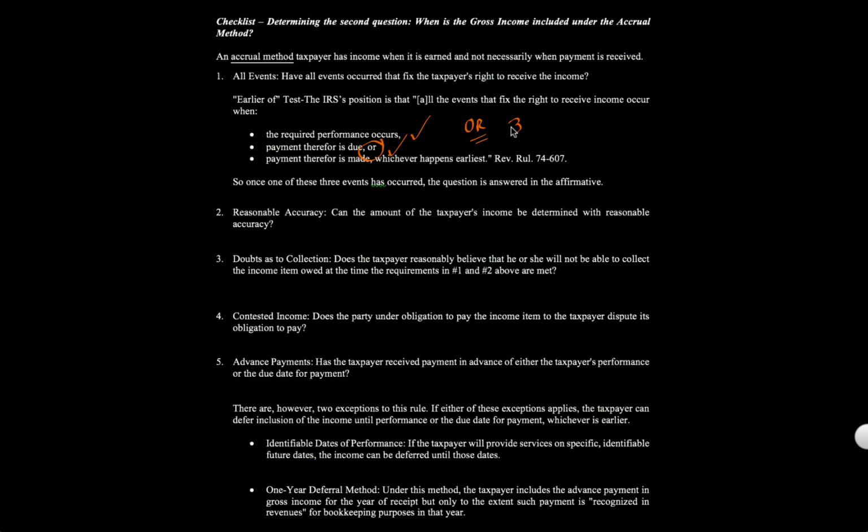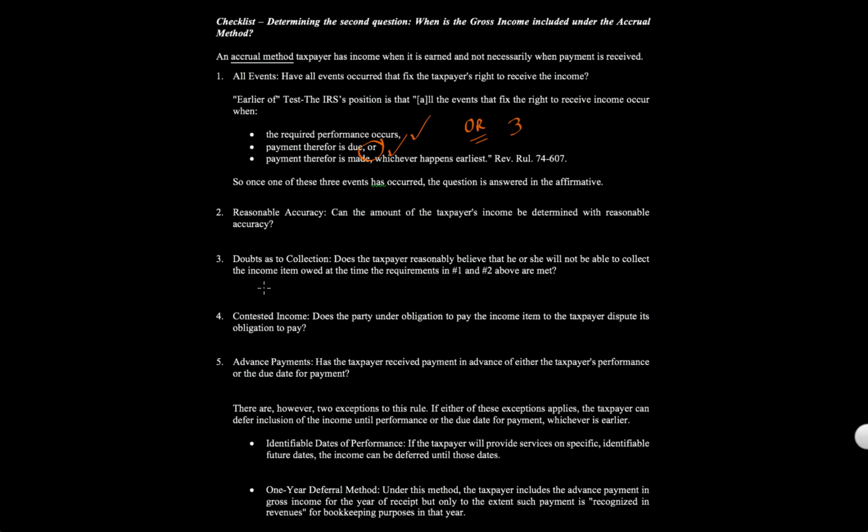Now another thing that we have to look at after the all events test is reasonable accuracy. Can the amount of the taxpayer's income be determined with reasonable accuracy? If so, we're going to continue. If not, then we stop and we can't record. Next is doubts as to collection. If there's any doubts with respect to the collection of the items discussed in number 1, number 2, the party does not have to record income. It's possible they'll have to record it in the future, but not this year.